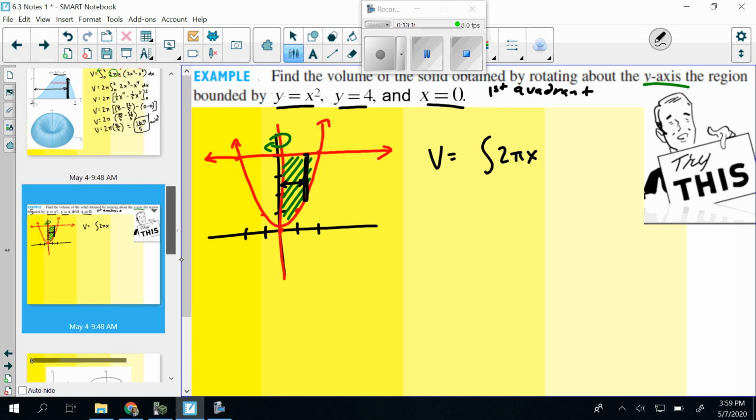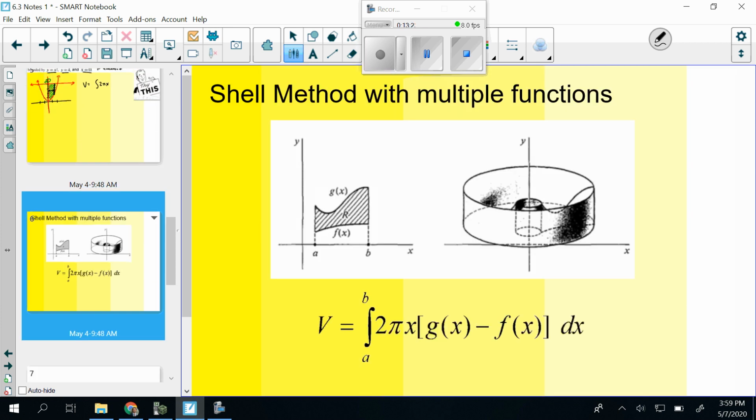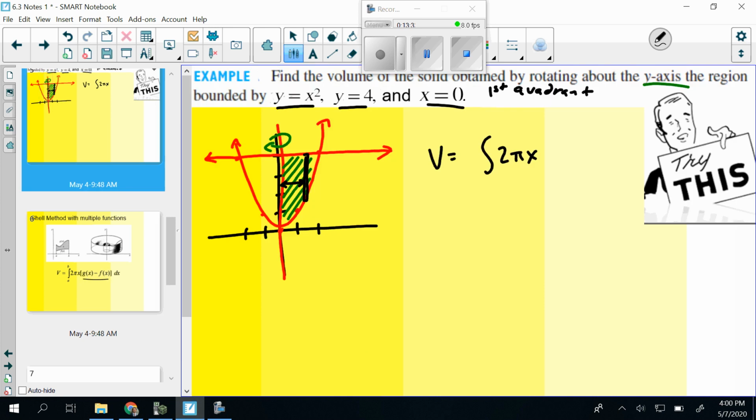So if you've got 2 functions involved, like we talked about before, to get that height, you want to subtract the 2 functions that are making up that height. Here, the function on top is y equals 4. The function on the bottom is the parabola x squared. And then the thickness would be dx. We'd be integrating this from 0 here to wherever this point would be. I think we can see that that's definitely 4.